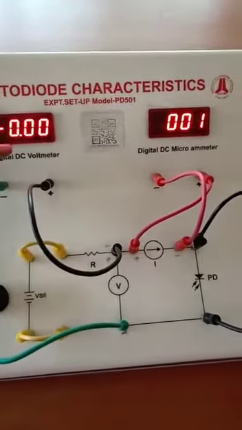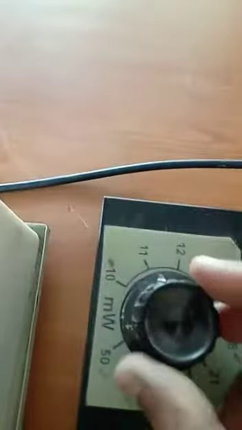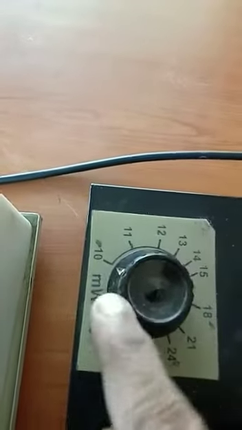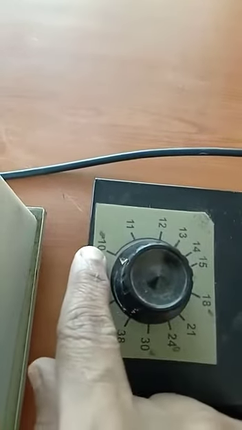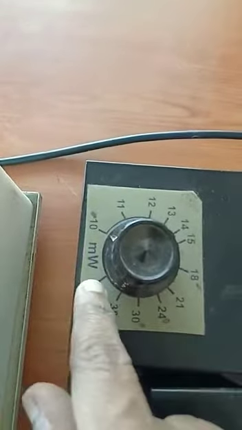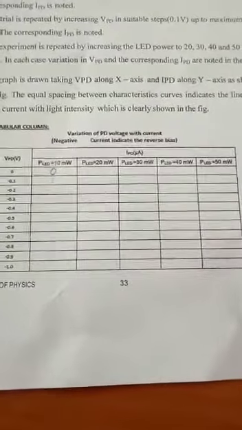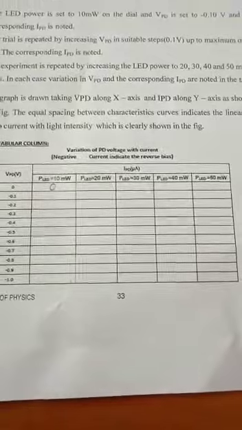Now the initial readings are: voltmeter is 0, microammeter is 0, and we have kept P_LED at 10. The power given to the LED is set to 10 milliwatts. Now we need to start the readings. This is the tabular column which we need to fill.